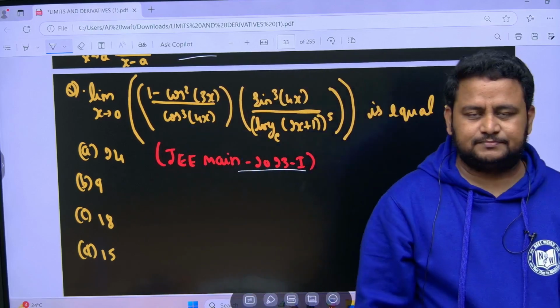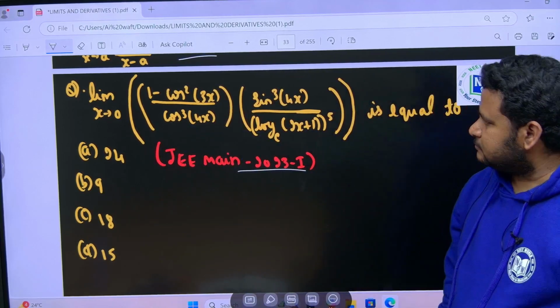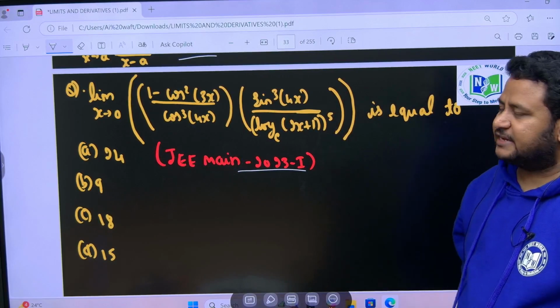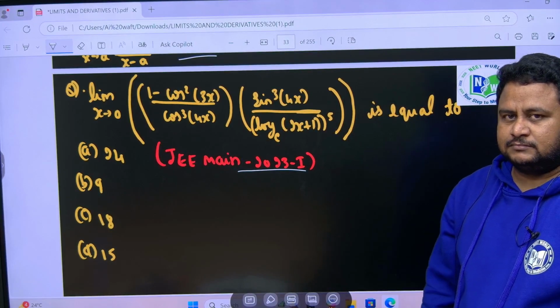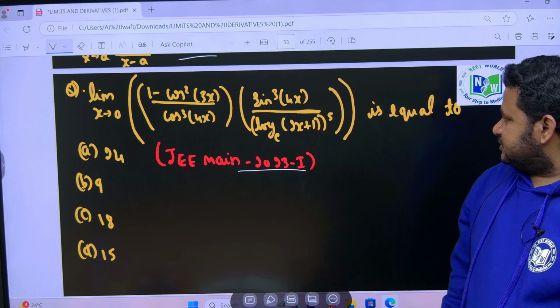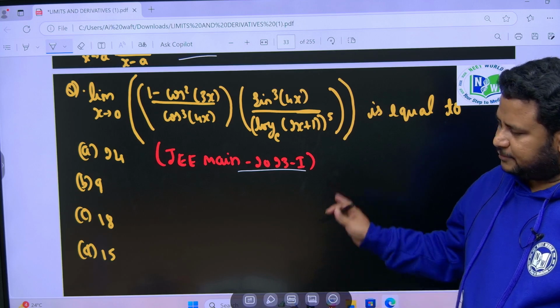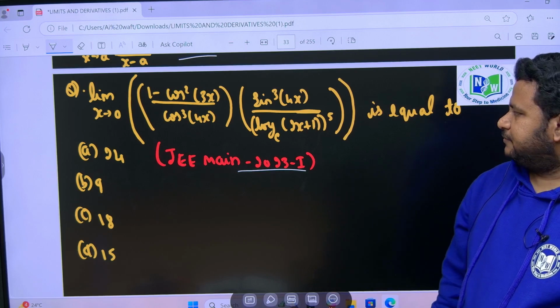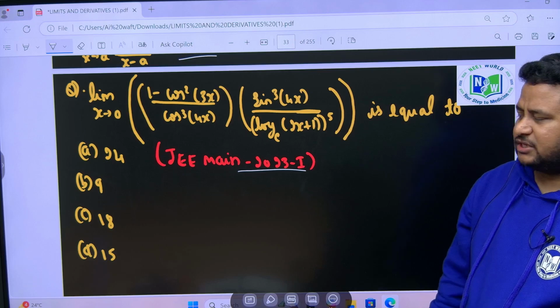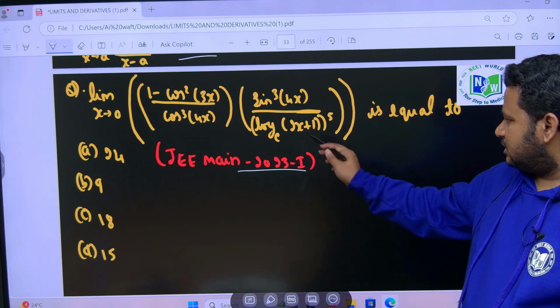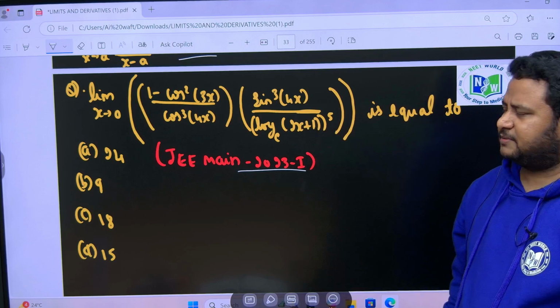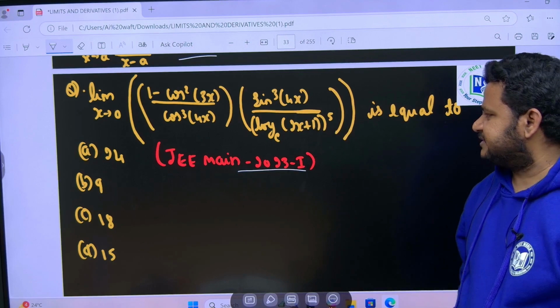Just think once. We'll solve it within a minute actually. Have a look at this question first. Here we will be using trigonometric limits also. We will also be using exponential and logarithmic properties. Of course, here log is there, that means we should use the logarithmic property. Exponential property we will see whether we use it or not.